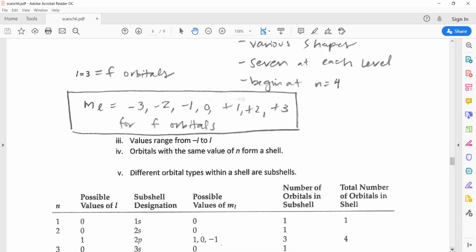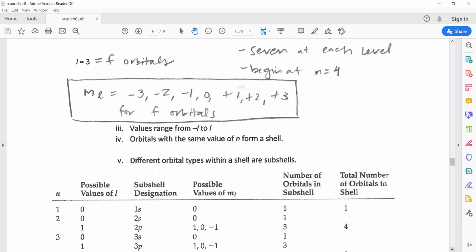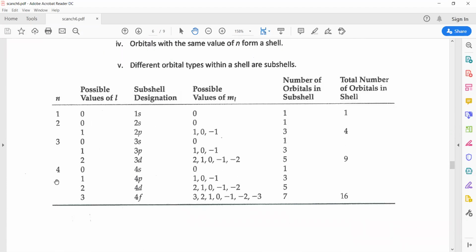So this table is just trying to sum up what we've talked about so far, where if at n equals 1, you can see that there's only an s orbital. At n equals 2, there are s and p orbitals. At n equals 3, there's s, p, and d orbitals. At n equals 4, there's all 4: s, p, d, and f available.